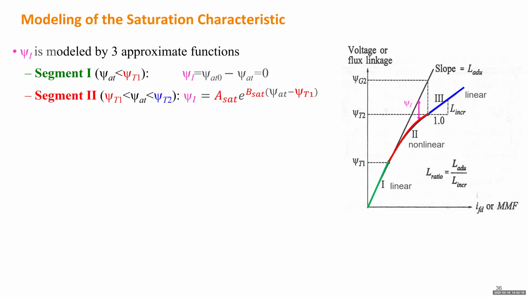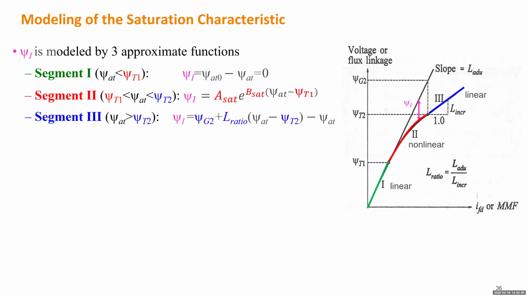To model this curve, we need at least 3 parameters. We need the magnitude of this constant A, and also a constant within the exponent. And we definitely need to know exactly where that boundary is. So we need those 3 parameters in order to model this curve. If you want to model a generator for saturation, you need to define those 3 values.